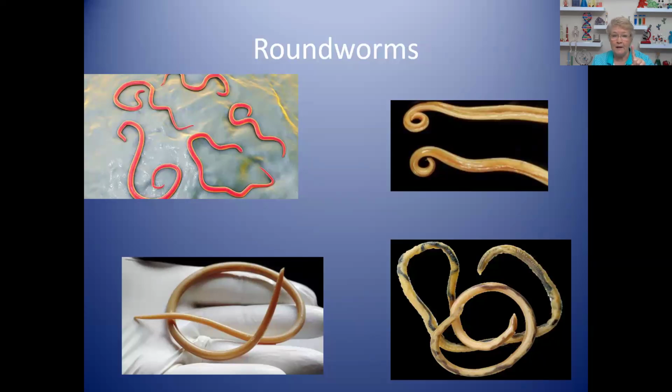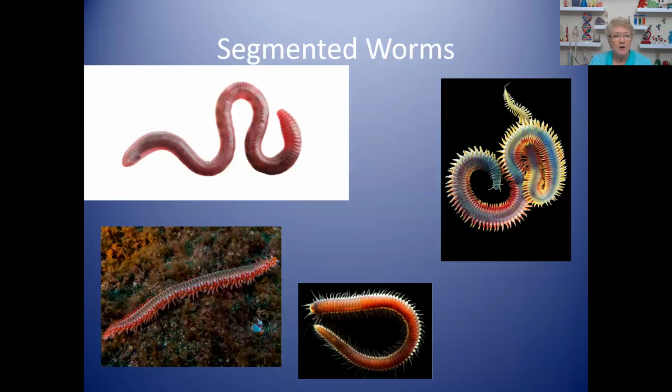Flatworms have just one opening. Roundworms are a tube, so they have an opening at both ends, and that makes them a little bit more advanced than what we've had so far. And of course, they're called roundworms because they have a round shape. Segmented worms are next.